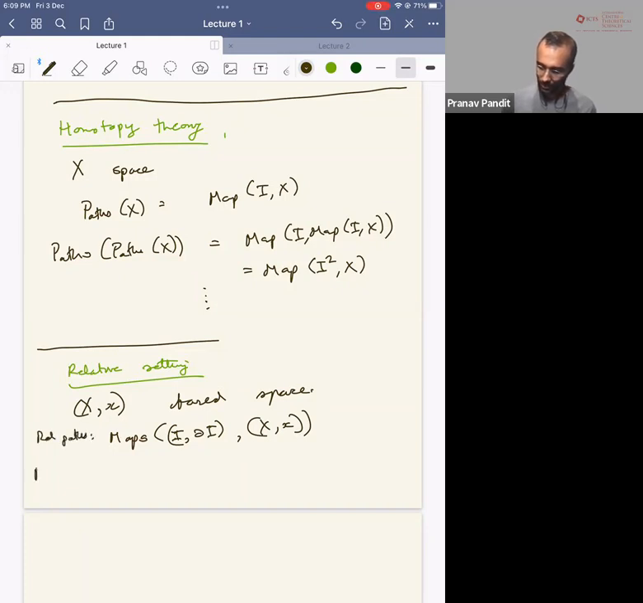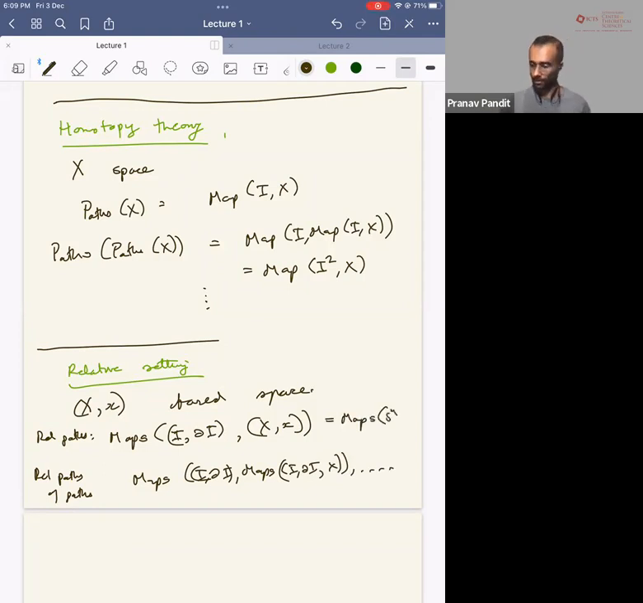And you can look at relative paths of paths, which is maps from (I, boundary of I) into maps from (I, boundary of I) into X, and so on. But let's look at what this is. This is just maps from the circle, the sphere, with a base point star, into (X, x).